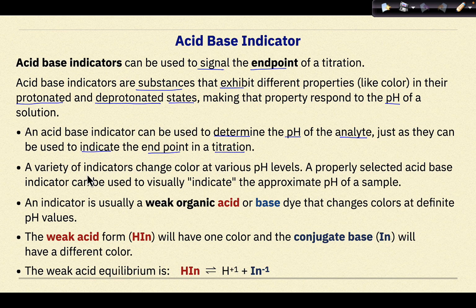A variety of indicators change color at various pH levels. A properly selected acid-base indicator can be used to visually indicate the approximate pH of a sample. An indicator is usually a weak organic acid or base dye that changes colors at definite pH values. The weak acid form, HIn, will have one color, and the conjugate base, In-, will have a different color. The weak acid equilibrium is HIn ionizes to form hydrogen ions and the conjugate base.